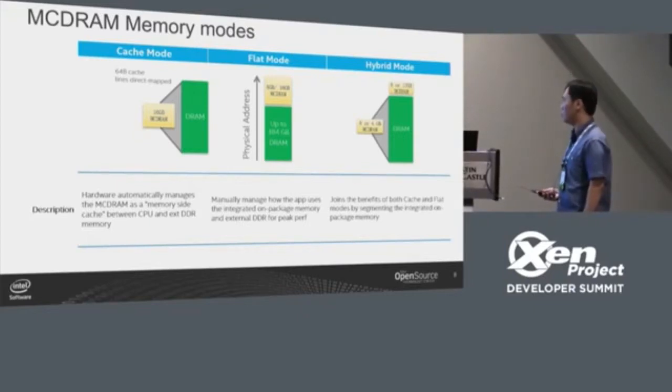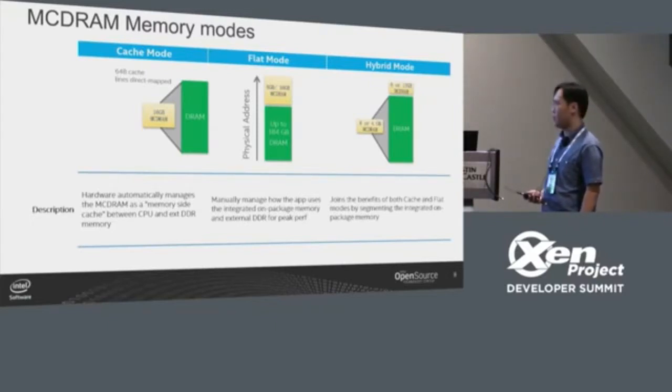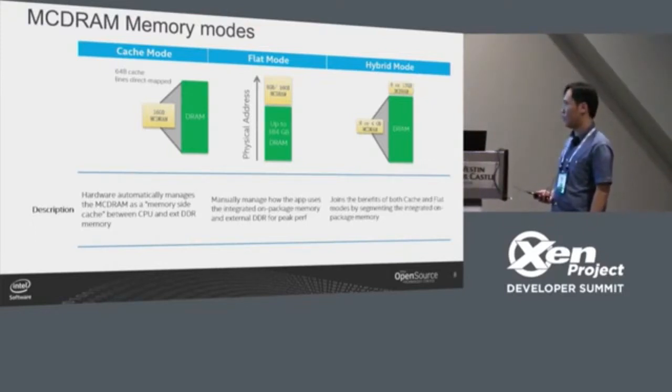The third mode is hybrid mode. In this mode, some part of MCDRAM works as cache and the other part works as normal memory. The motivation for this mode is to benefit all kinds of software, since not all software has been optimized for the flat mode. In our HPC cloud usage, we just use the flat mode.